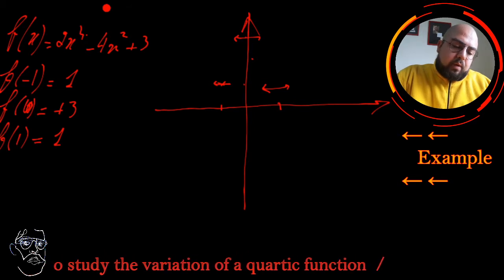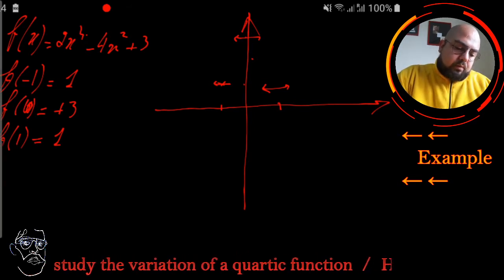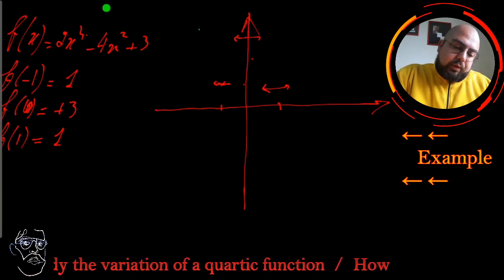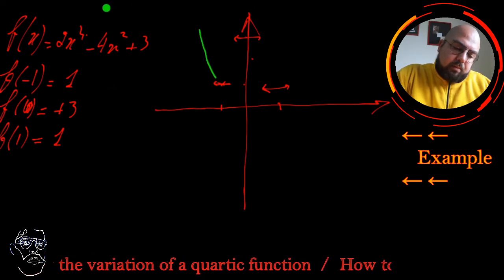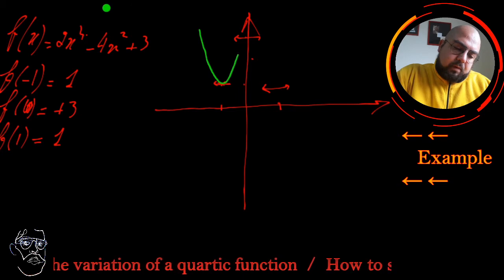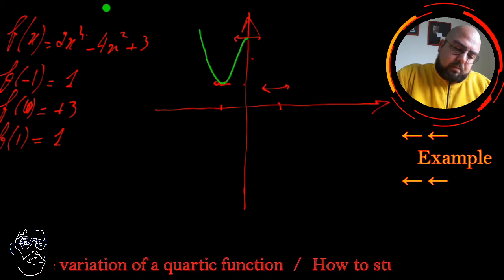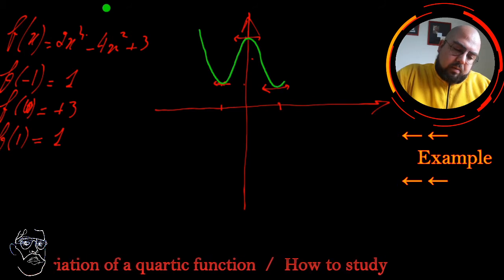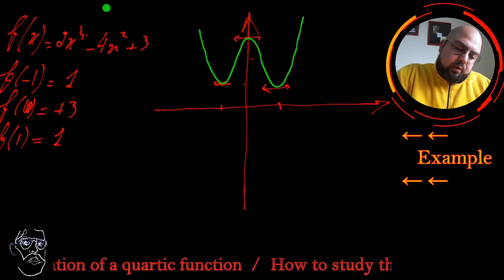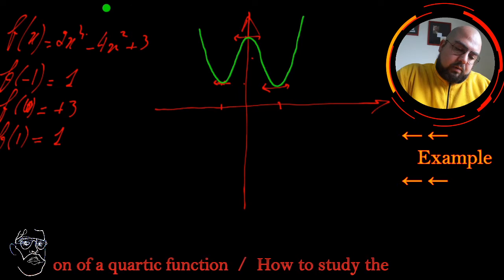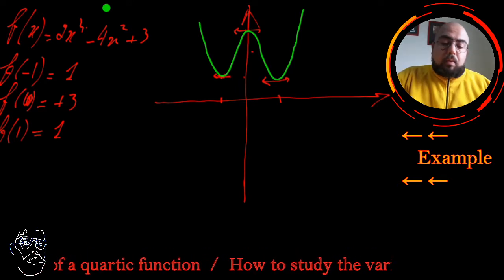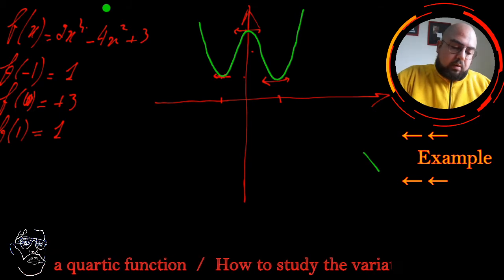So our curve will have this shape. It's decreasing, minimum, and then maximum, decreasing once again, minimum, and going towards plus infinity. Okay, so this is the shape that I will be having for my curve.